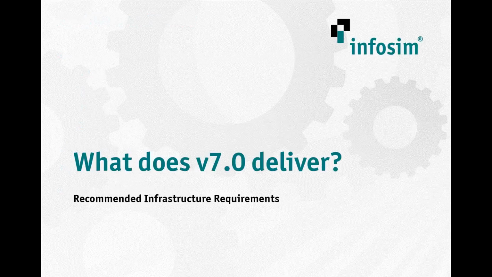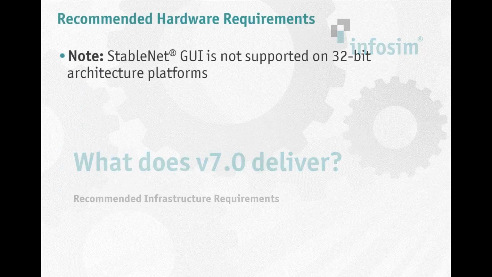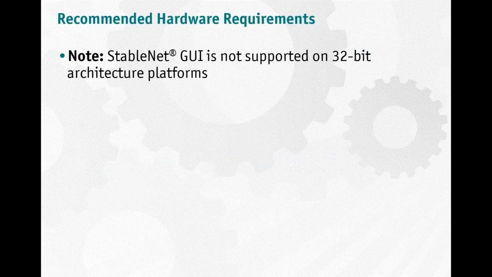So let's first start with the recommended infrastructure requirements. Important to note here is that we do not support the StableNet GUI on 32-bit systems anymore. So if you want to use the Java GUI, keep in mind that you need a 64-bit architecture now. But of course, the web portal is still available on 32-bit systems.